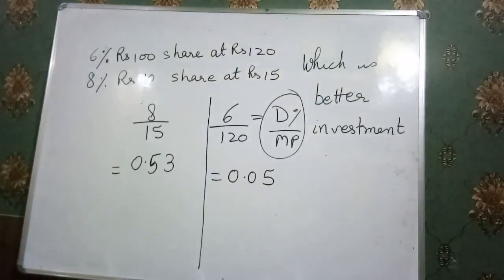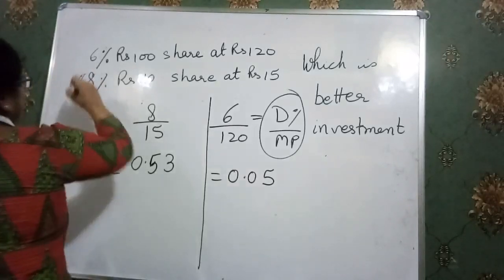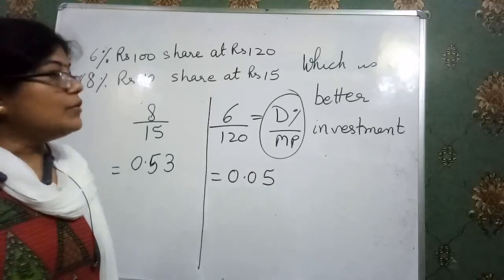After dividing, we got different decimals in the different cases. In 8 over 15 we got 0.53, and in 6 over 120 we got 0.05. So it is clear that 0.53 is greater than 0.05. So the second case, 8% rupees 10 share at rupees 15, is the better investment for the shareholder.